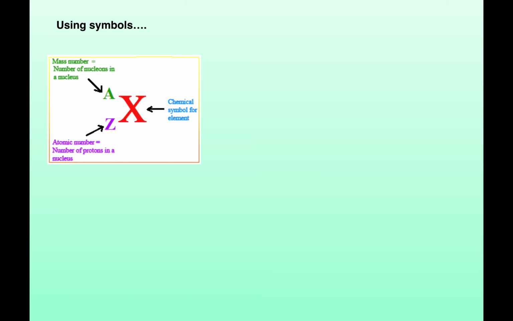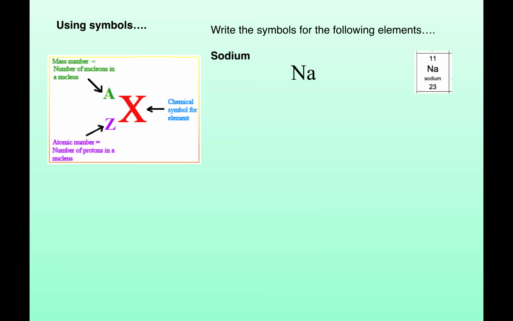Right, let's get on to using symbols. This is the classic symbol, where we have the mass number or the nucleon number at the top, the atomic number at the bottom, and then the symbol for the atom, the chemical symbol for the element is the larger letter. So we can practice doing this. If we think about sodium for a second, if you look at your periodic table, now your periodic table is quite strange. They changed this a few years ago. So you have the mass number at the bottom and you have the proton number at the top. So that proton number goes at the bottom for sodium.